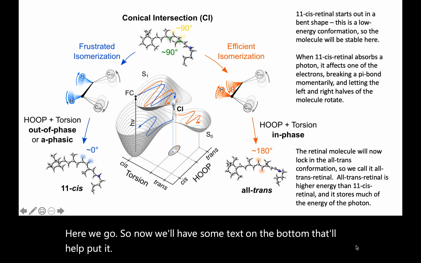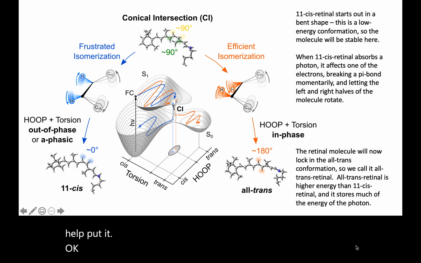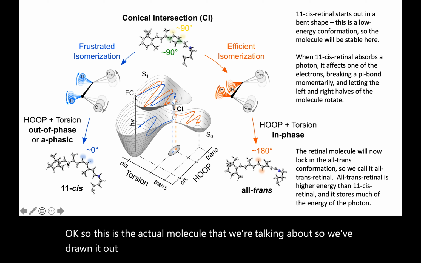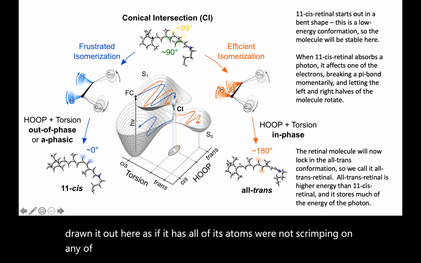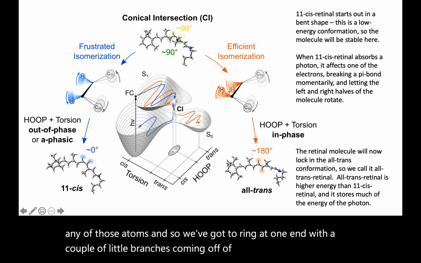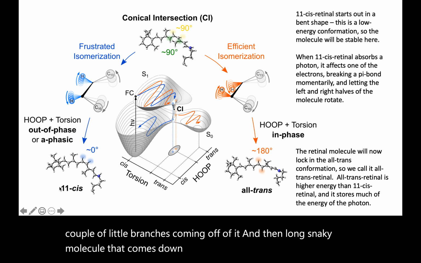Okay, so this is the actual molecule that we are talking about. So we've drawn it out here as if it has all of its atoms. We're not scrimping on any of those atoms. And so we've got a ring at one end with a couple little branches coming off of it, and then a long snaky molecule that comes down here. And what we have here is 11-cis retinal.